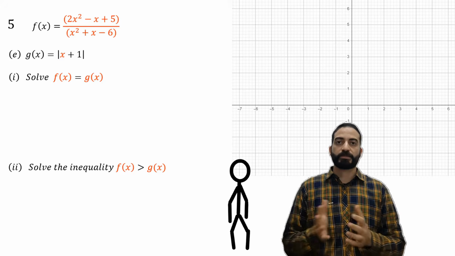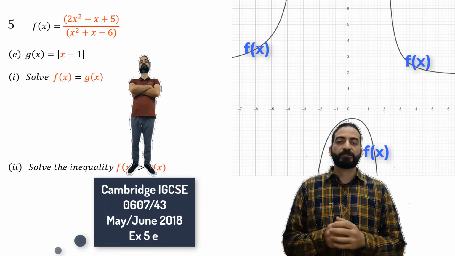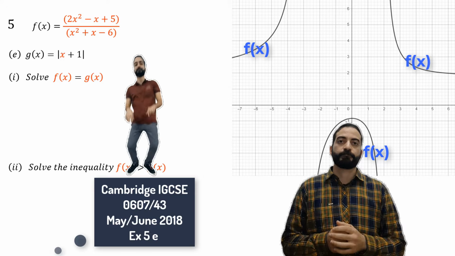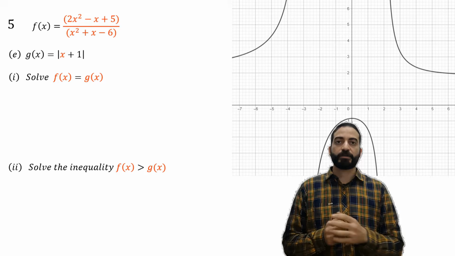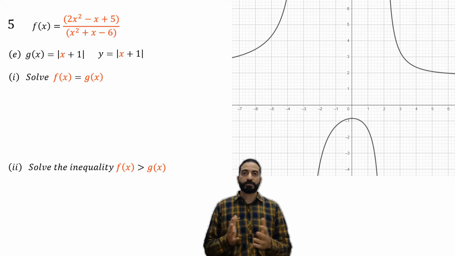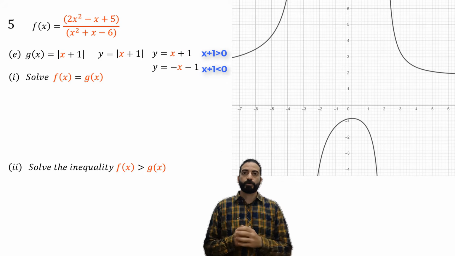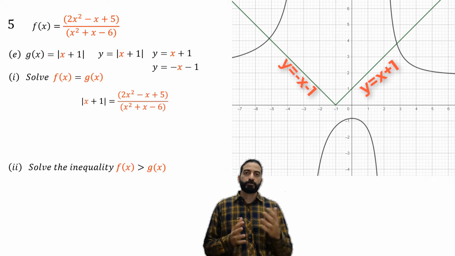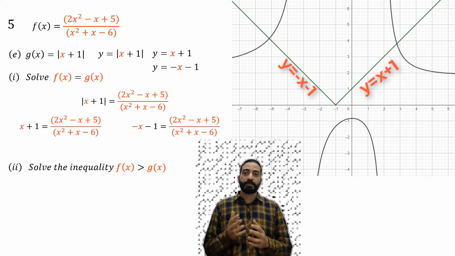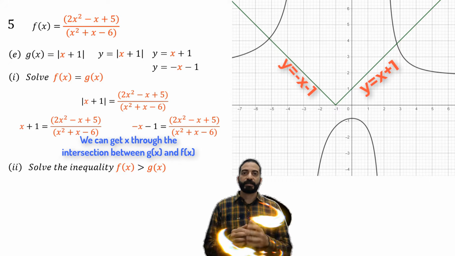Hello everyone, we'll start by solving question 5 part E of the Cambridge IGCSE 2018 exam. Solve f(x) equal g(x), where g(x) equal absolute value of x plus 1. When we have absolute value, we can remove it, but we write plus and minus. Now we can draw y equal x plus 1 and y equal minus x minus 1 like this. We want x plus 1 equal f(x), that is, we should obtain the intersection between y equal x plus 1 and f(x).